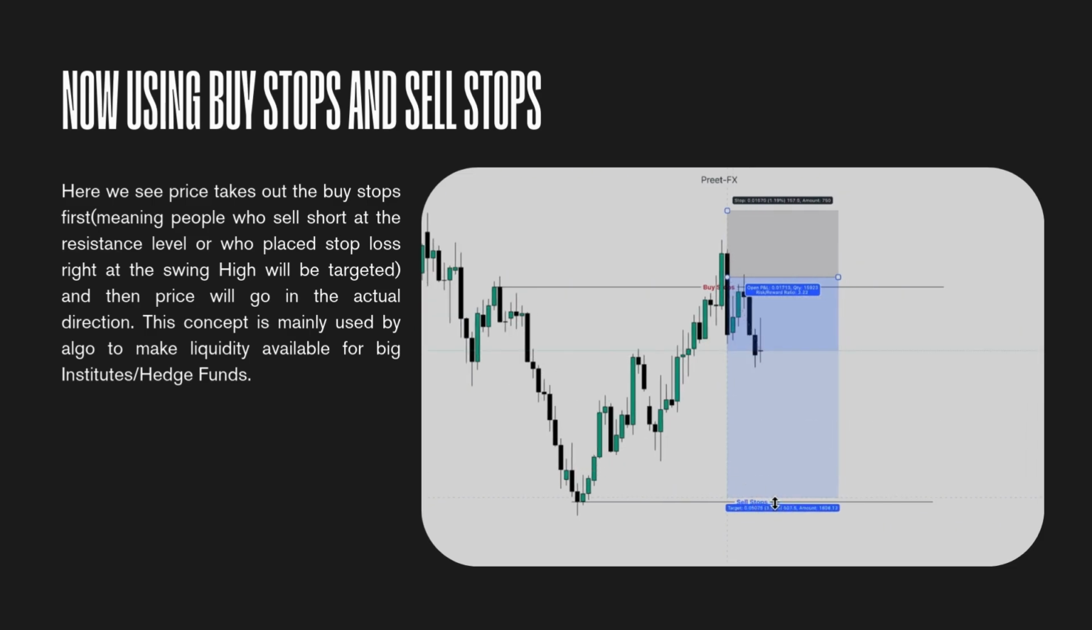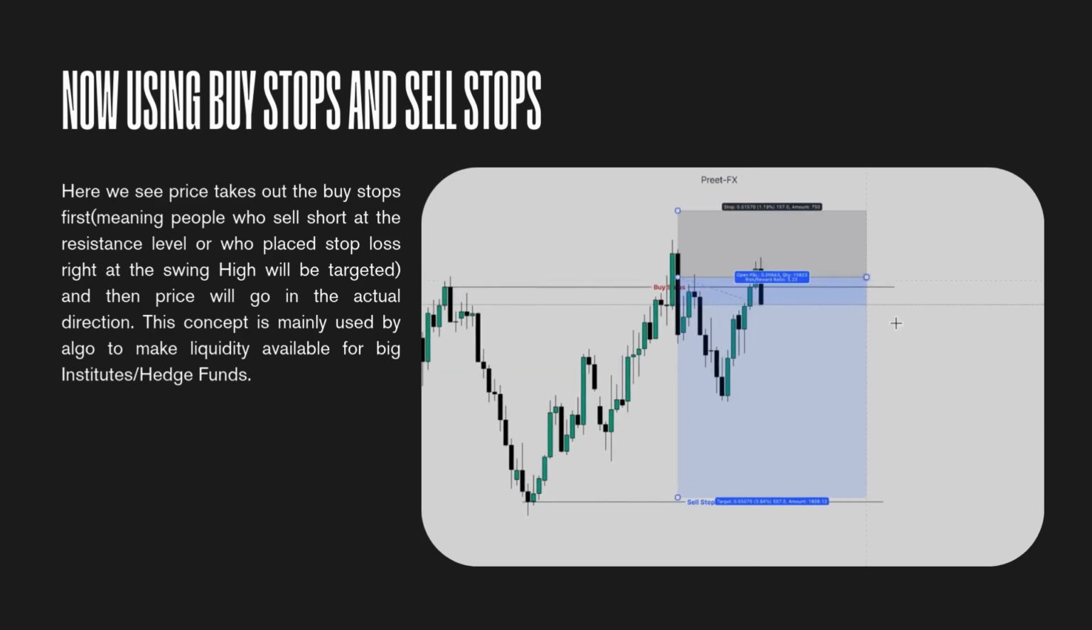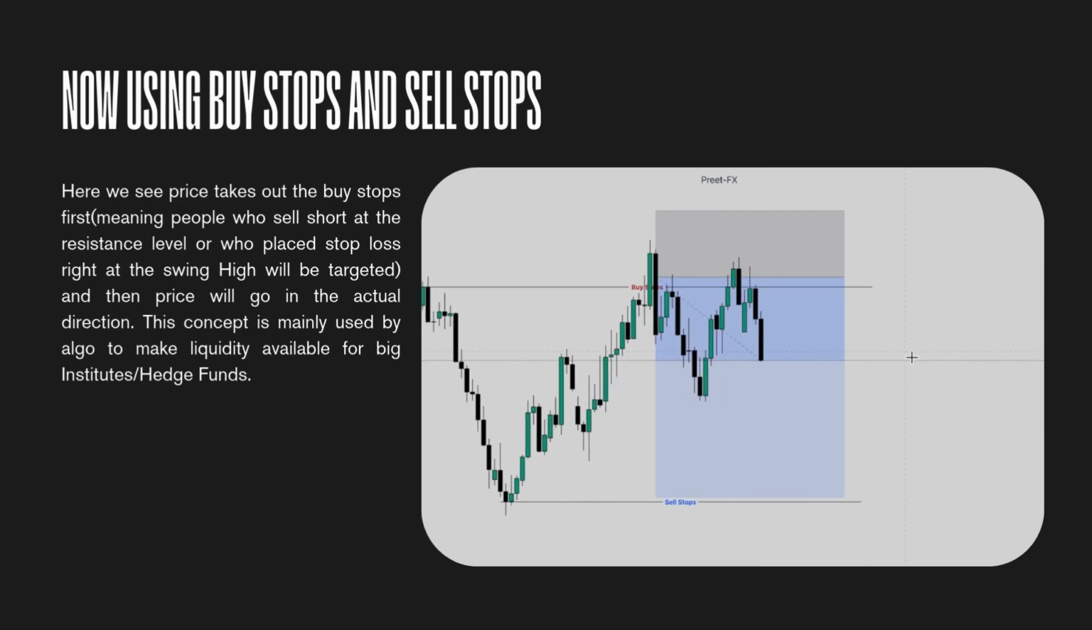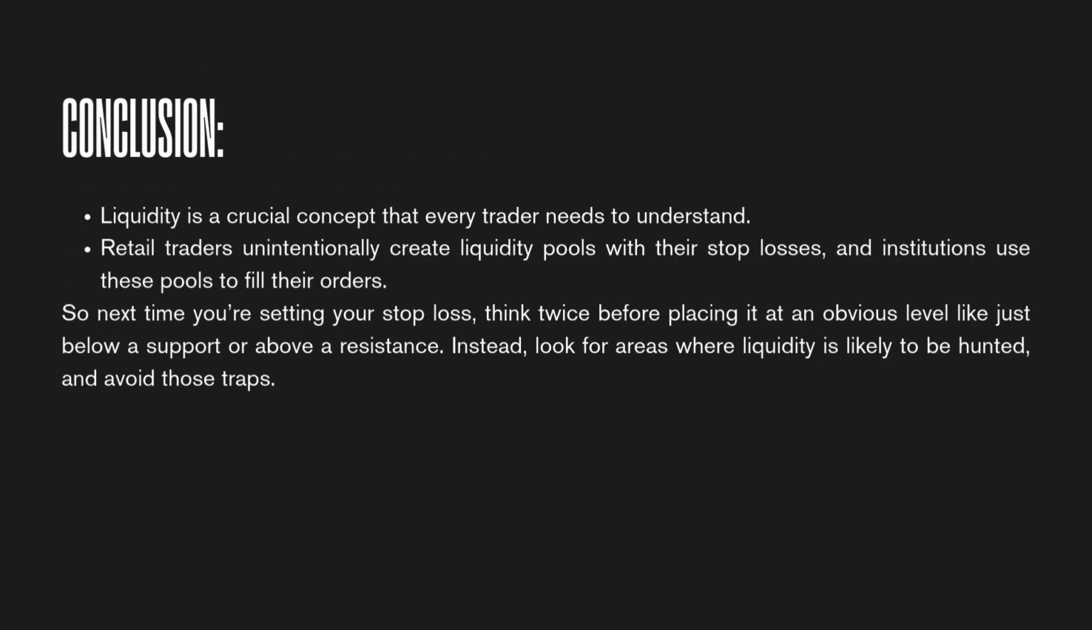This concept is mainly used by algo traders, institutions, and hedge funds. They need the liquidity created by smaller retail orders to make their trades possible. Once you understand this, you can start positioning your trades like the pros. To sum it all up, liquidity is a crucial concept that every trader needs to understand. Retail traders unintentionally create liquidity pools with their stop losses, and institutions use these pools to fill their orders. So next time you're setting your stop loss, think twice before placing it at an obvious level like just below support or above a resistance. Instead, look for areas where liquidity is likely to be hunted and avoid those traps.